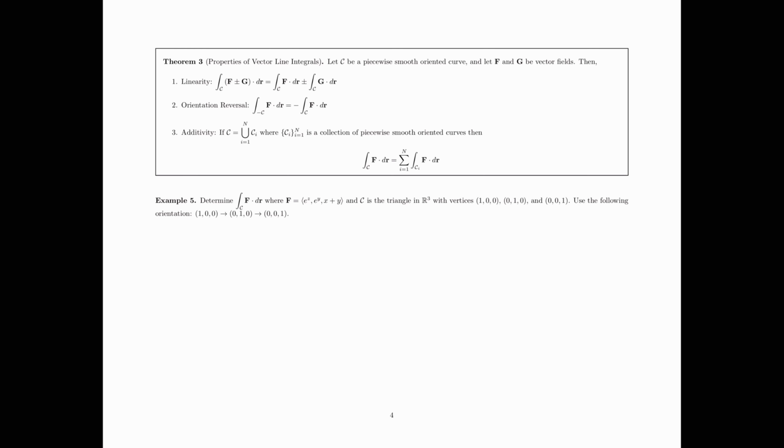We're given a vector field, capital F, and C, our path over which we're supposed to find this integral, is the triangle in 3 dimensions whose vertices are these 3 points. And we are going to orient it this way. So we're going to start at the point 1, 0, 0, move towards 0, 1, 0, move towards 0, 0, 1, and then we'll loop back around since it is going to be a triangle, so it is a closed path.